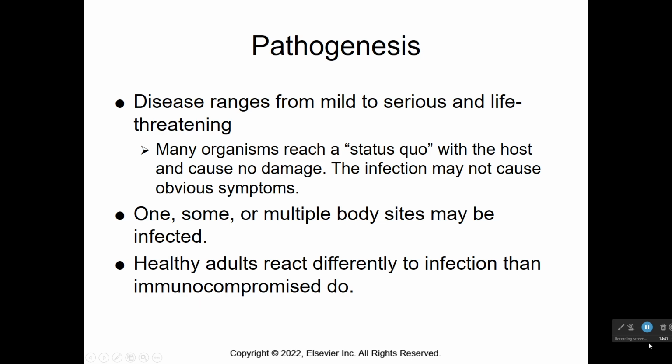Diseases. Sometimes the diseases are very, very mild, or they can be very serious and life-threatening. Some just reach a status where they're living in our body. It's just called a status quo. They're there. We don't get sick. There's no damage to our body. We may not have any symptoms. Sometimes one body site is infected. Sometimes it can be several. I mentioned earlier the table that explains the symptoms, the disease in healthy individuals versus those that are immunocompromised, and how that affects how we respond to the infection or to the disease.